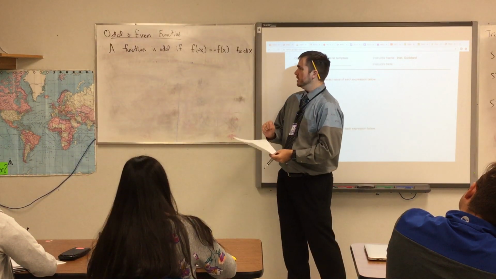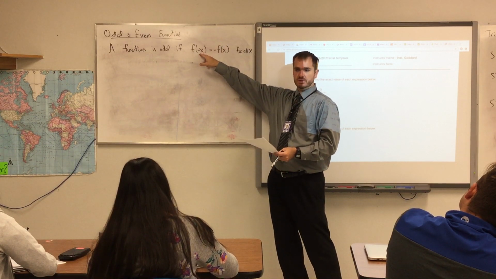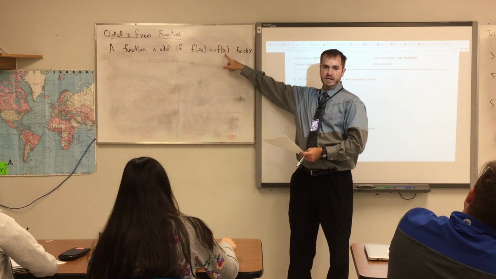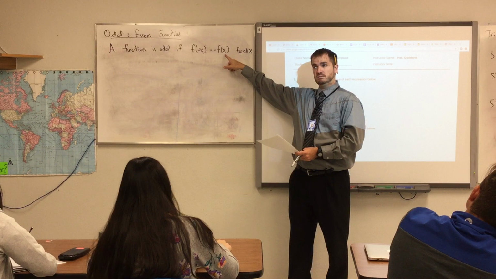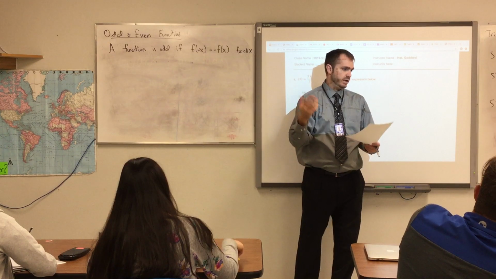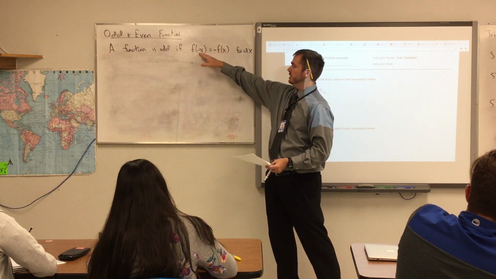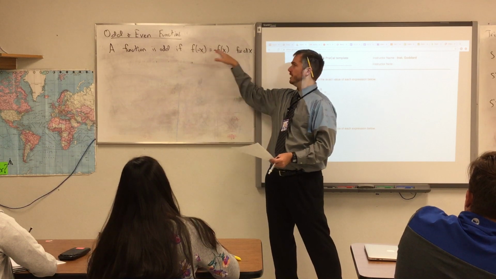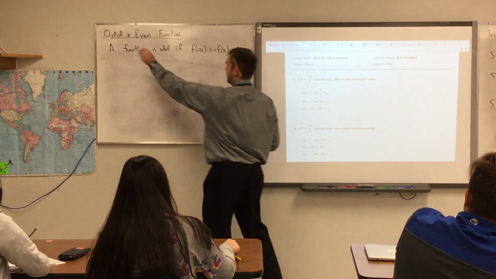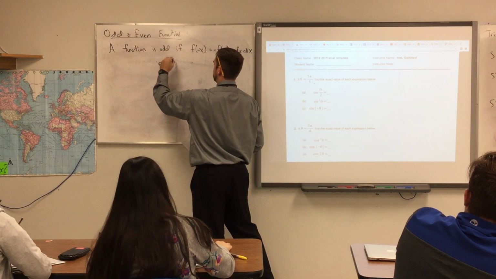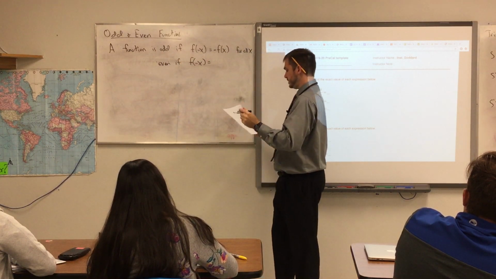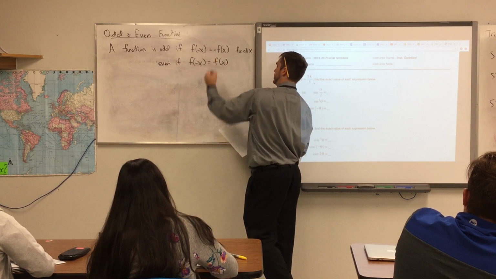So what that means is if you plug in the negative of some number into the function, then you will get the opposite of what you would get if you were to plug in the positive of that number. So for instance, if you had f of 3, and f of 3 was, I don't know, 10, and you plugged in f of negative 3, then you would get negative 10. Okay? And we'll see some examples here. A function is even if f of negative x equals f of x.